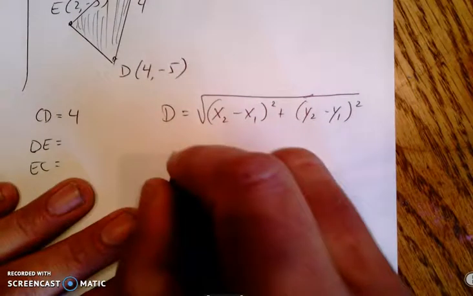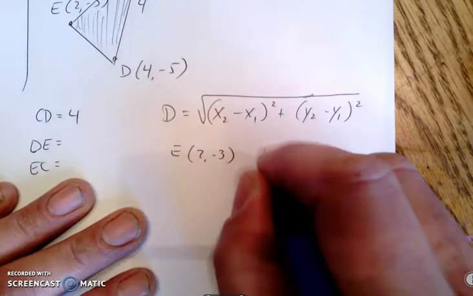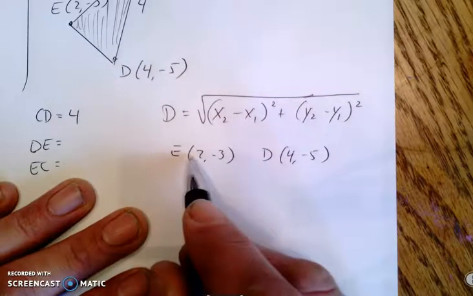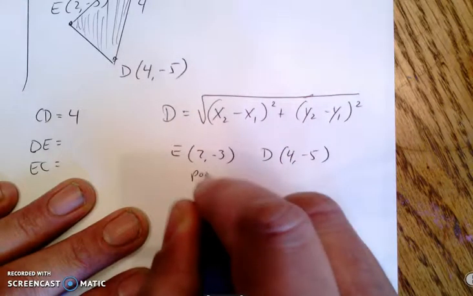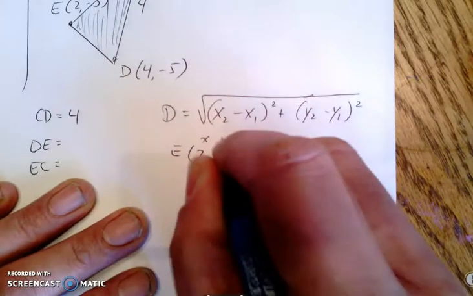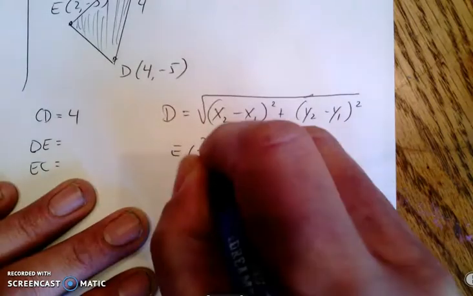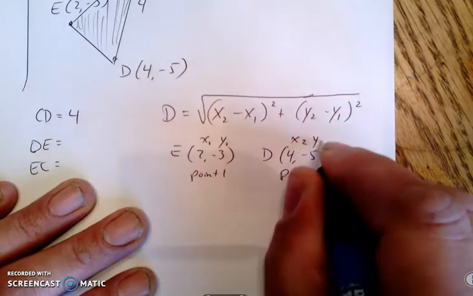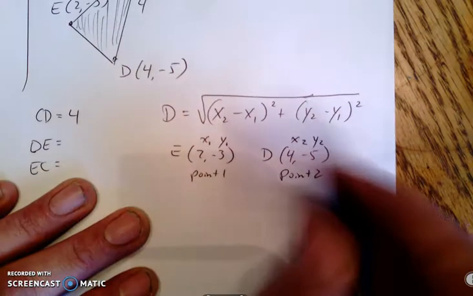So for our points, E was (2, -3) and D was (4, -5). And honestly, it doesn't matter that I put D before E, or after E instead of before. If we call this point 1 and this point 2, every point has an x and a y. For the first point, we put a little 1 and a 1. That reminds us that's for point 1. For the second point, we put a little 2 and a 2. That reminds us it's for point 2. After that, we just have to set up the formula correctly.